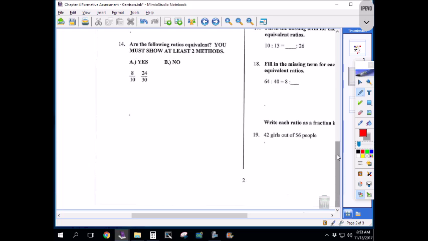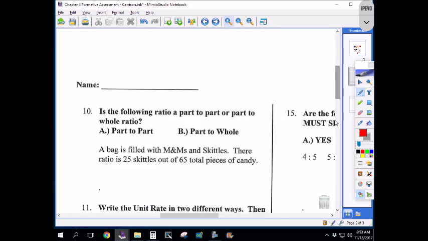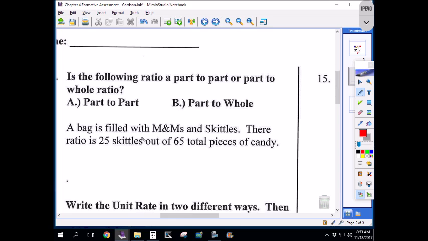Okay. The top one here. We're going to go real quick here. It says a bag is filled with M&Ms and Skittles. There is a ratio of 25 Skittles out of 65 total pieces of candy. Do those 25, are they included in the 65? Yes, they are. That is absolutely a part-to-whole ratio. Because it gave you "out of," which kind of gives it away, right? That's always going to be a part-to-whole.